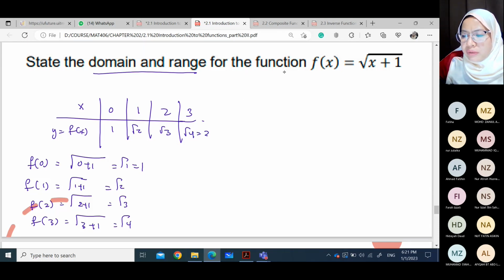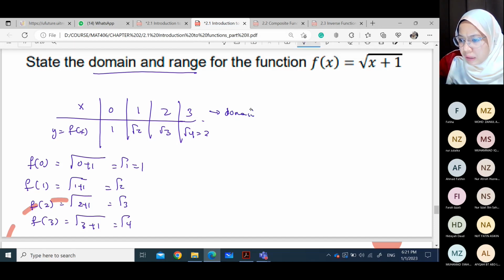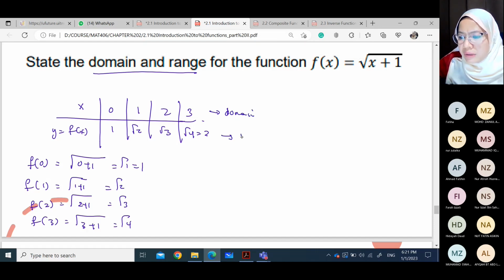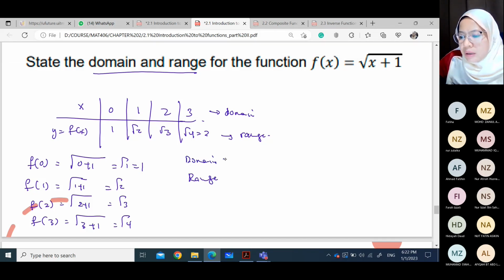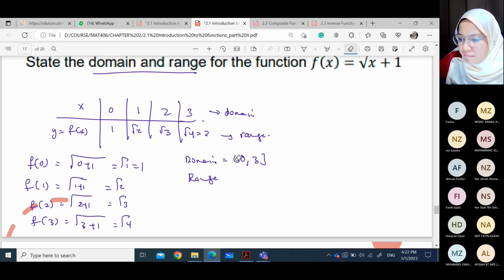So state the domain and range for the function square root x plus 1. So this is a domain. Ini adalah domain dan yang ini adalah range. So in proper way, kita letak domain dulu. Sebab range ini bergantung kepada domain. Okay, so domain is 0 to 3. And the range here is 1 to 2.